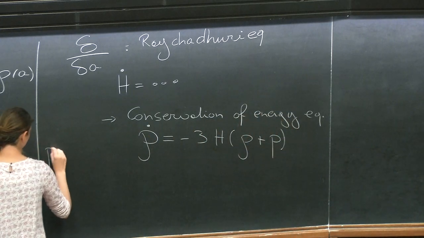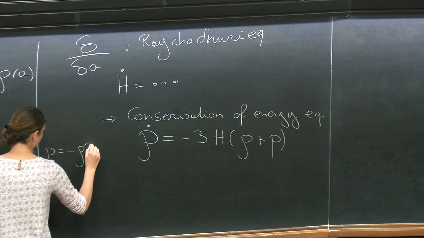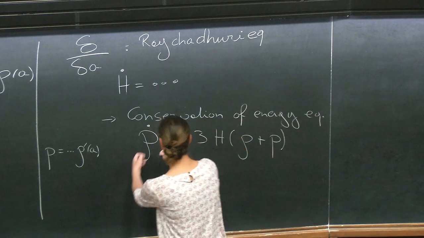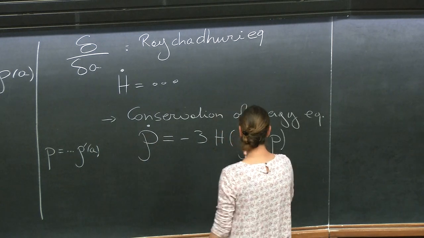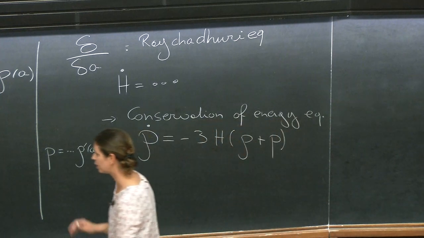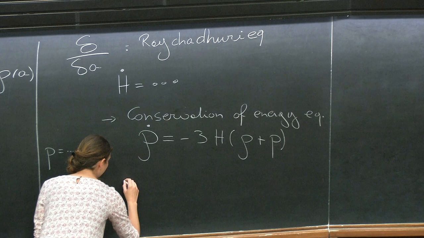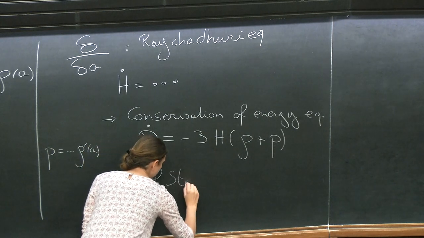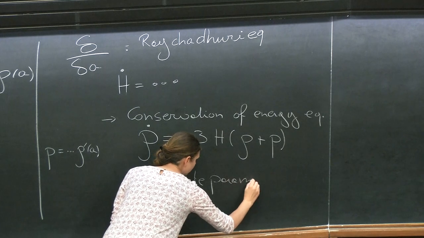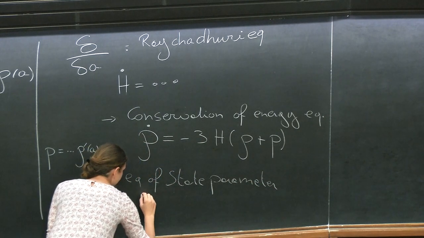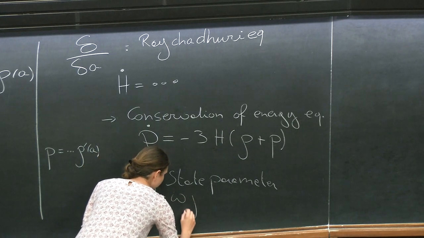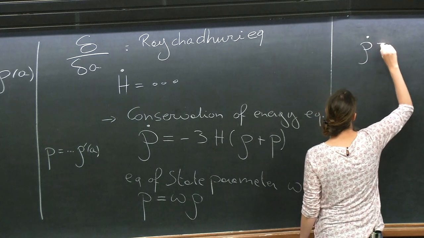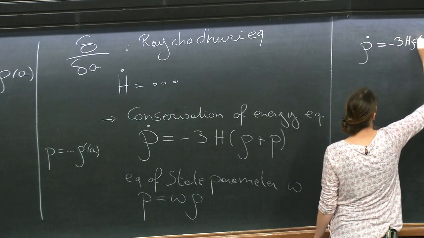So the pressure is related to the variation of the energy density. At this level, we can put the energy density for all the fluids if we wanted to, and the associated pressure for all the fluids. We're not going to specify right now what we want, but for a particular fluid, we can define the equation of state parameter, that the pressure is equal to w times the energy density. And so if we put that here, we'll get that rho dot is equal to minus 3H rho (1 plus w).